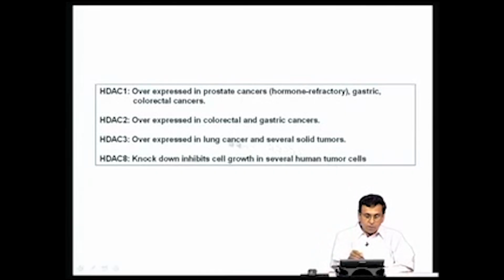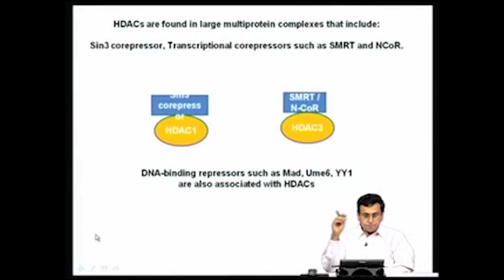And the evidence actually comes from here. In the case of HDAC8, which is expressed in the particular tumor cell line, when you knock out this HDAC8, you can inhibit the cell growth. That means some of these tumor suppressor genes' expression is getting turned on, and therefore it is resulting in the cessation of growth, indicating that this HDAC plays a very important role in cell proliferation and cancer.